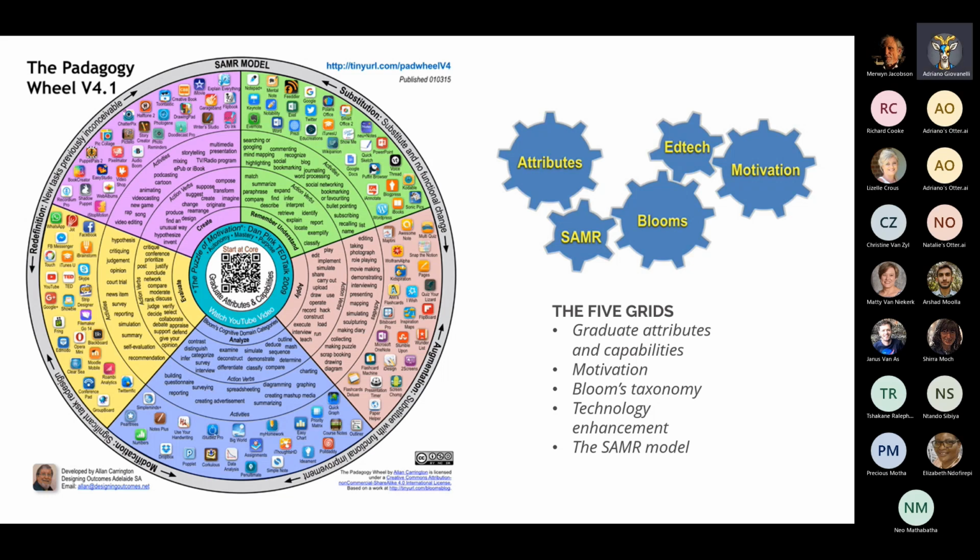which is split up into 5 grids. As usual, in the center, it's your graduate attributes and capabilities, then it's motivation, then it's Bloom's, then it's technology enhancement, and then it's the SAM-R model.